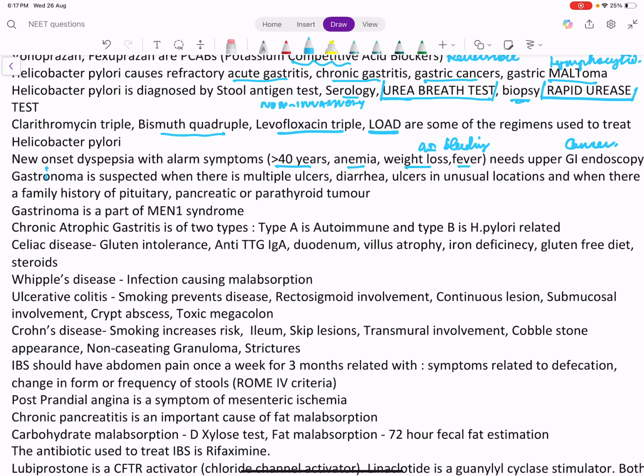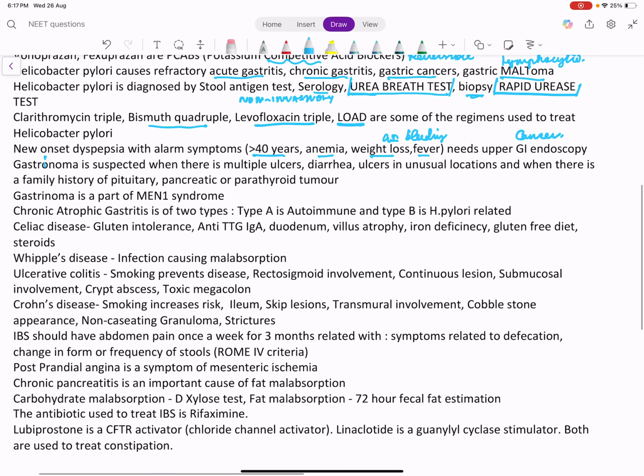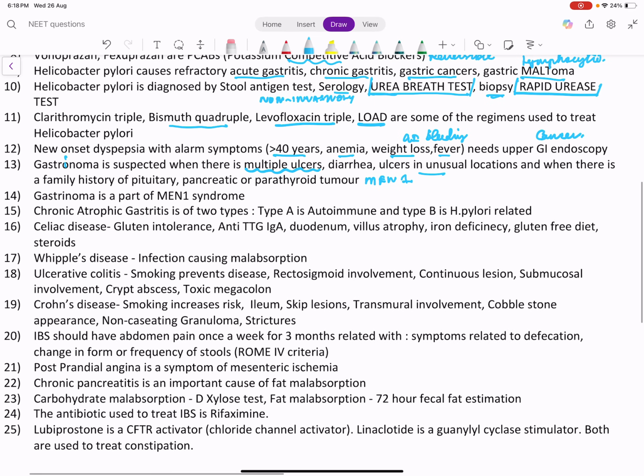Now, gastrinoma should be suspected when there are multiple ulcers, diarrhea, and ulcers in unusual locations. Multiple ulcers, because gastrin is more, so it causes more ulcers. Excess gastrin destroys trypsin, so protein is not digested, fats are not digested, so it leads to diarrhea. And there will be ulcers in unusual locations. So if these are there, we should suspect gastrinoma. Gastrinoma is a part of MEN1 syndrome, so there will be family history of pituitary, pancreatic, or parathyroid cancer.